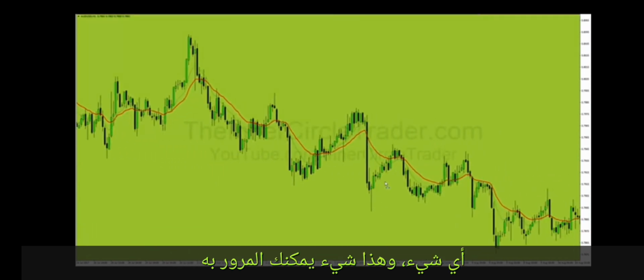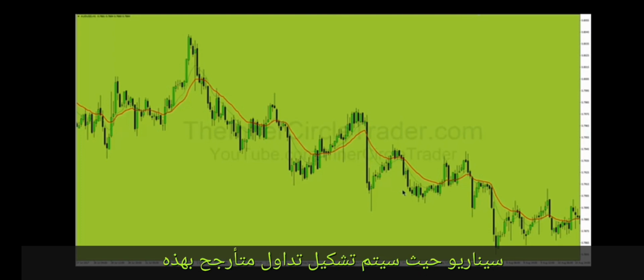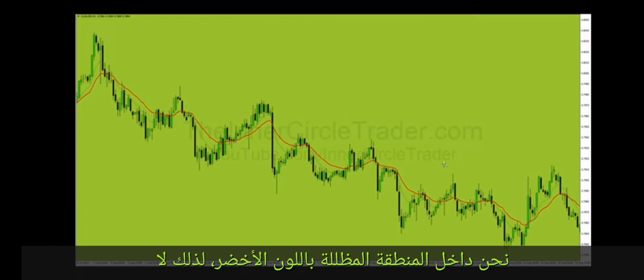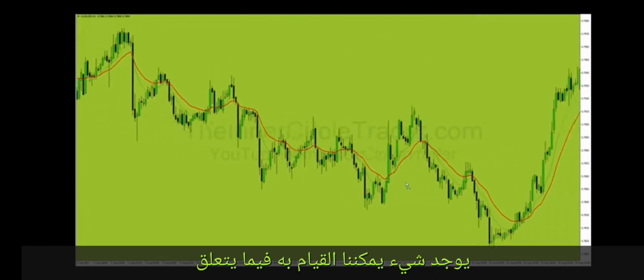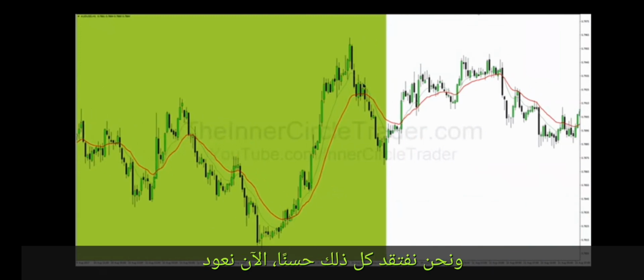Now, this is something you can go through all the majors with. Or if you like to trade exotics, which I don't like to do in the States, I don't get the tax treatment for anything that's not coupled with the dollar. So you guys can look for every pair out there, 28 pairs. You can go through this and find a scenario where a swing trade will be forming with this insight. And again, we're inside the green shaded area, so there's nothing we can do in terms of a buy while the price is below the red line, and we miss all that.